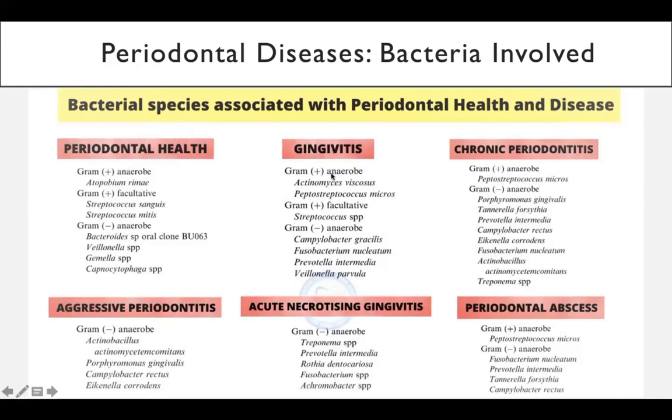Then gingivitis has its important bacteria, and chronic periodontitis has its important bacteria. Aggressive periodontitis, and acute necrotizing ulcerative gingivitis. You remember this, right? What was it? Treponema. I don't want you to forget this. Treponema, acute necrotizing ulcerative gingivitis. And then periodontal abscess. Perfect.